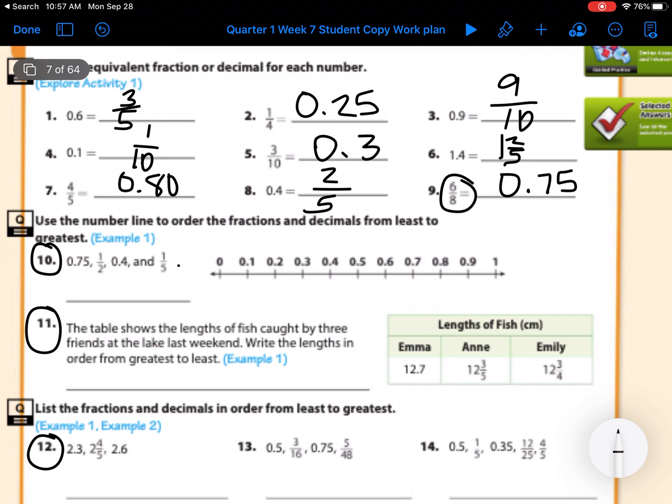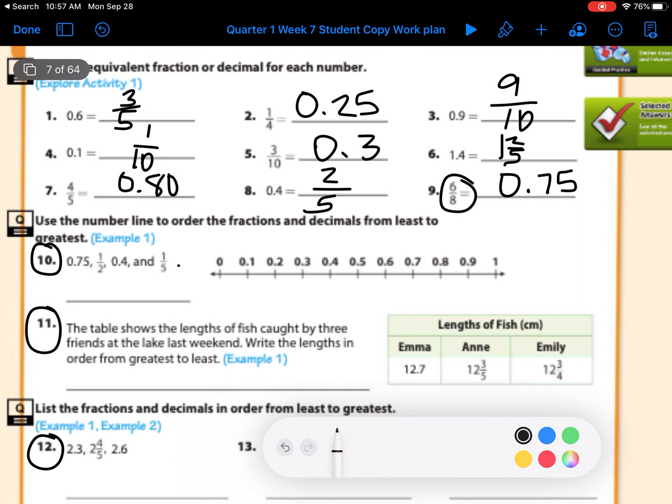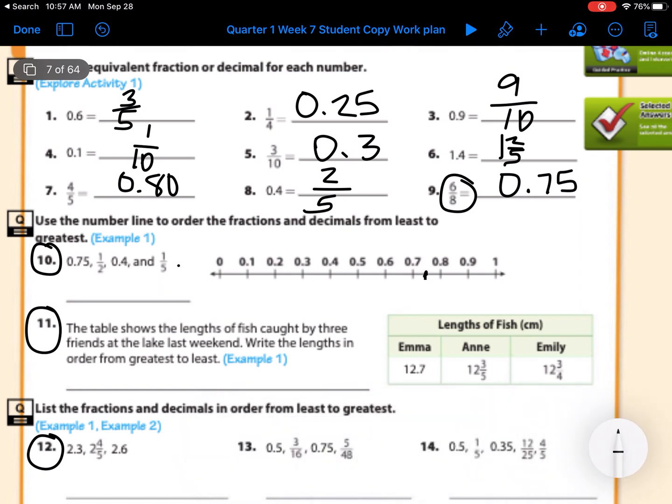So let's just try to plot them on the number line. So the first one is 0.75. So that's going to be the easiest one because we have a 0.7 and a 0.8. So that's going to be right in the middle, right there. So I'm going to just plot my point. Then my next number is 1/2. And if you remember from last week, we learned that 1/2 is the same as 0.5. Then our next one, 0.4.